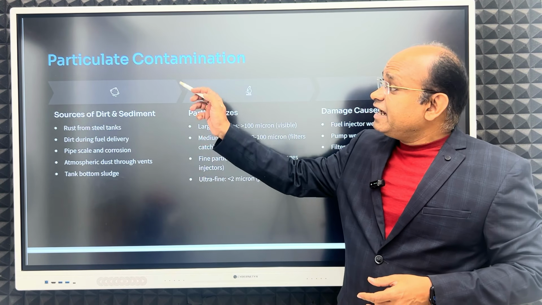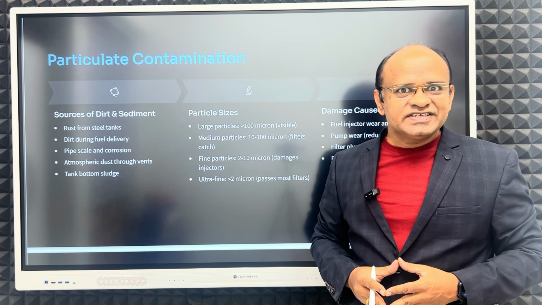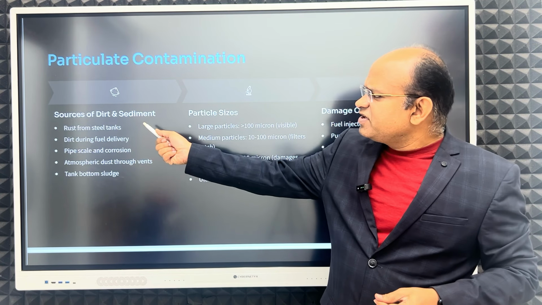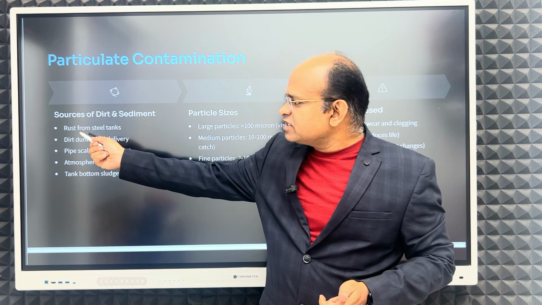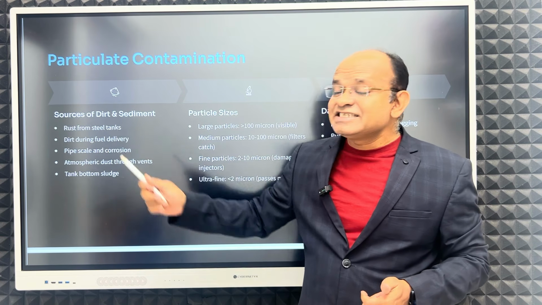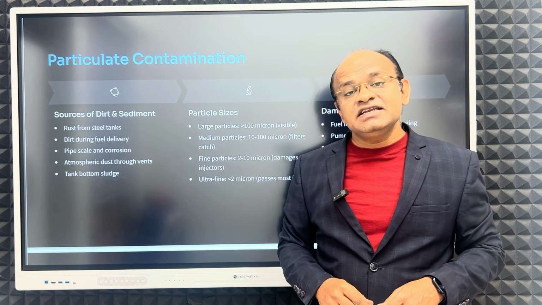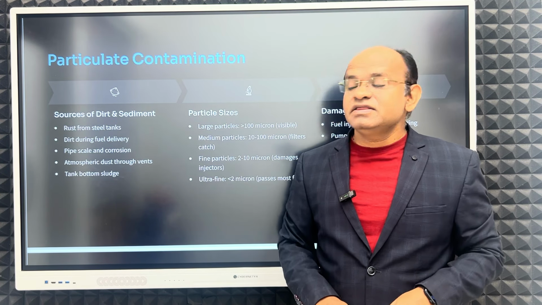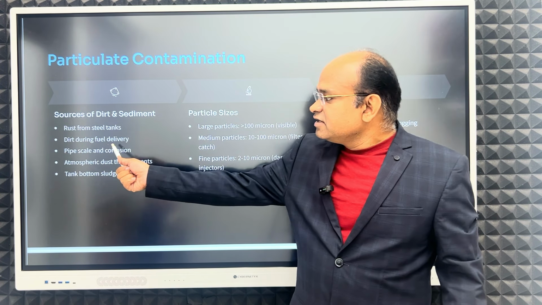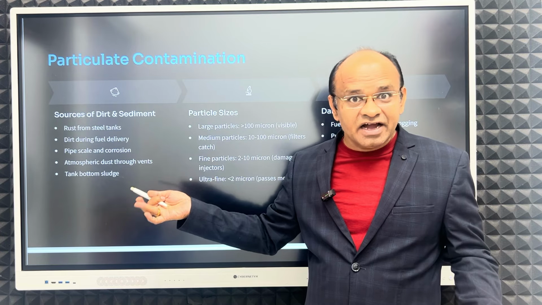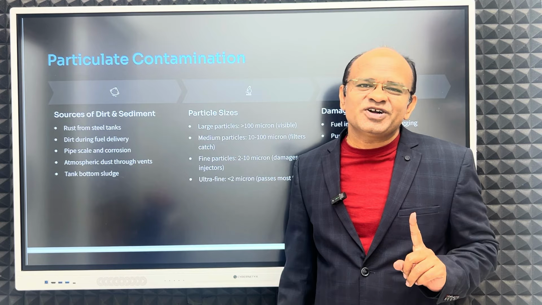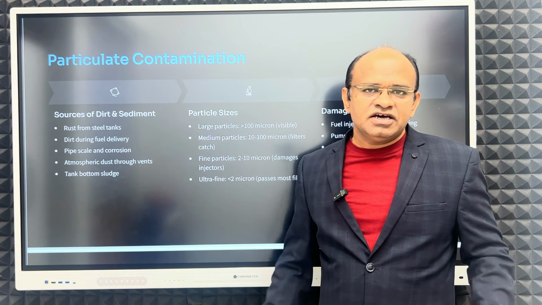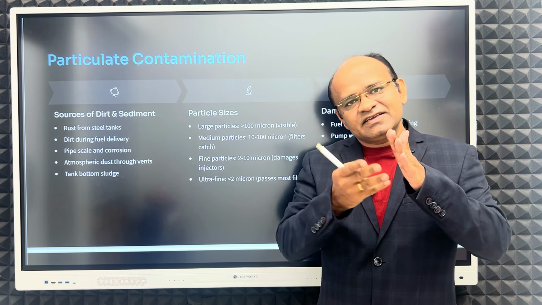Now, second is particulate contamination, second enemy of the diesel system. Sources of dirt and sediment. What are the sources? Rust from steel tanks. If you have steel tanks, rust will be there. It will get mixed up in the oil. Then dirt during fuel delivery. Again, fuel delivery is very much important. Then pipe scale and corrosion. If pipe scaling happens.